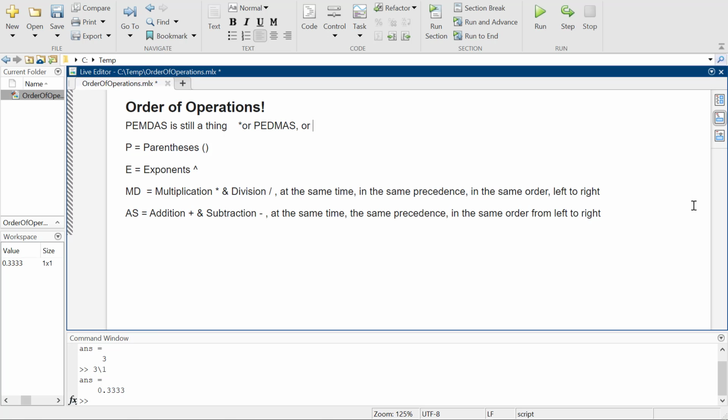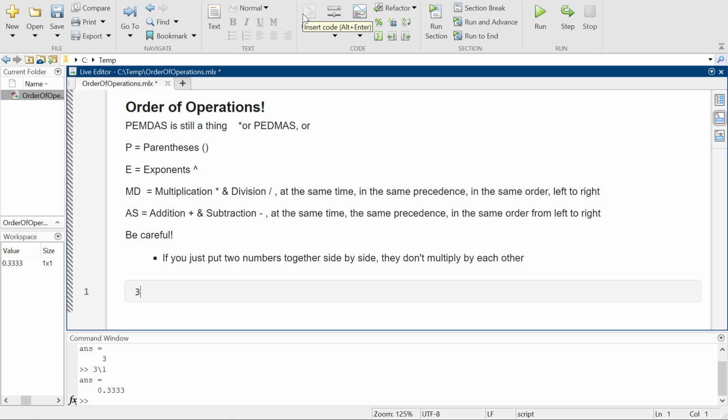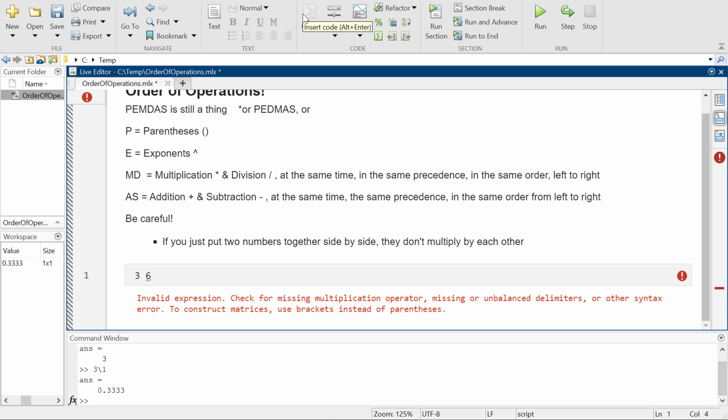Okay, all this seems super straightforward, but there's a couple of things that can go wrong. A couple of things to worry about. Be careful. If you put two numbers together side by side, they don't necessarily multiply by each other. Like if I go in and I say 3 6, it doesn't do anything.